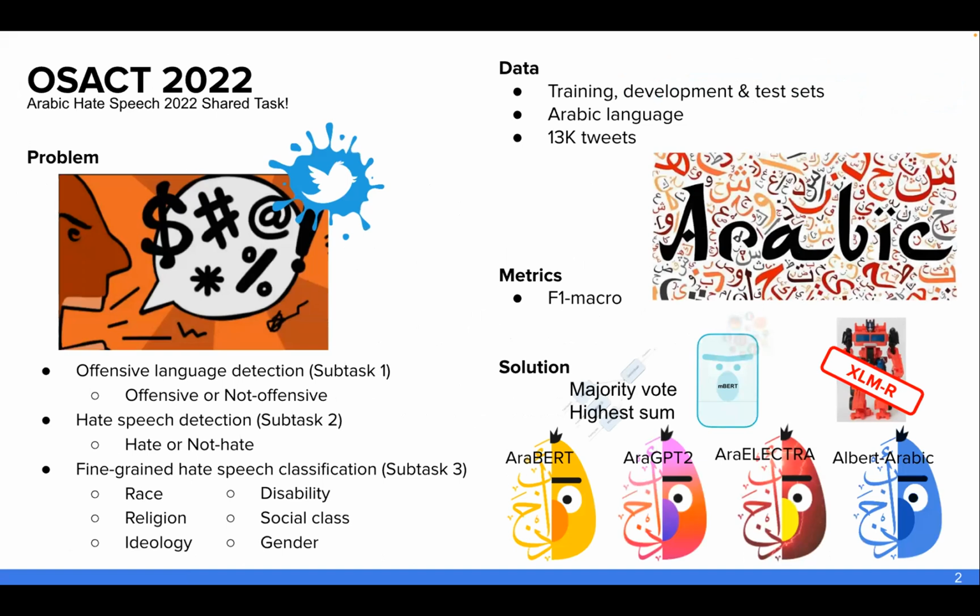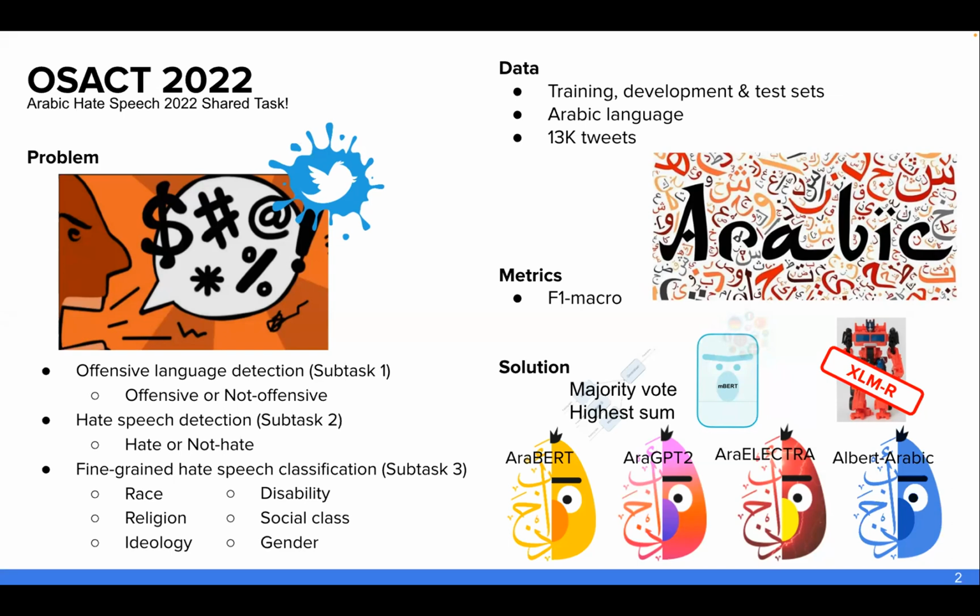I start highlighting the main points of the competition. First, it was divided into subtasks. Subtask 1 was offensive language detection, where the model has to infer if a text chunk, in this case a tweet in Arabic, is offensive or not offensive.